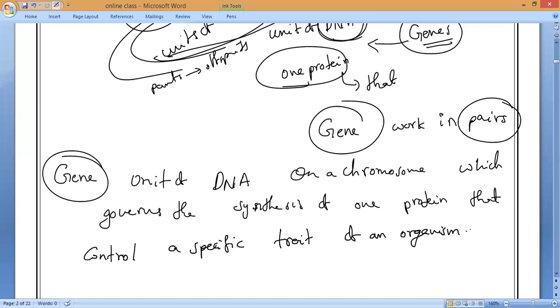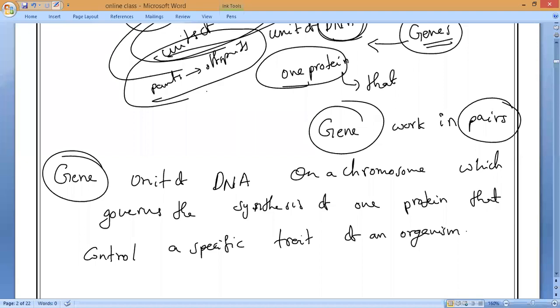So that is why they are called units of heredity. They always take care of all the characteristics of an organism from parents to the offspring. They are the only ones responsible for whatever characteristics we get from our parents, or from us to our next generation. So that is why the genes are always represented by letters only.